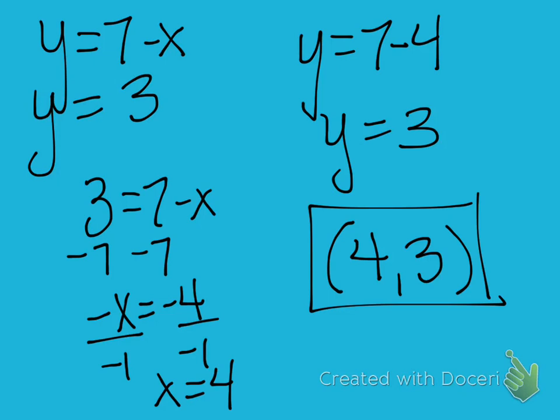When we get that answer, we can then either already realize that our answer is y equals 3, or we can plug it in just to verify it. So y equals 7 minus 4 would be y equals 3. So our final answer would be 4 comma 3.